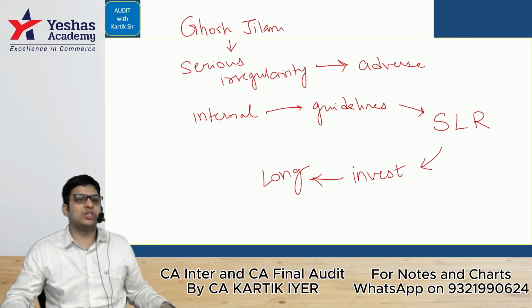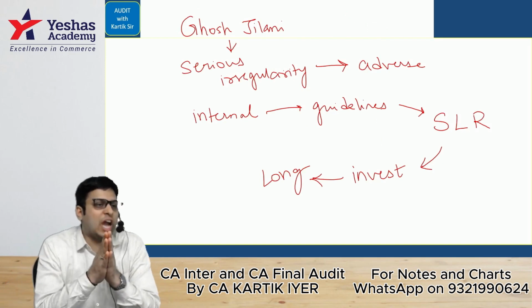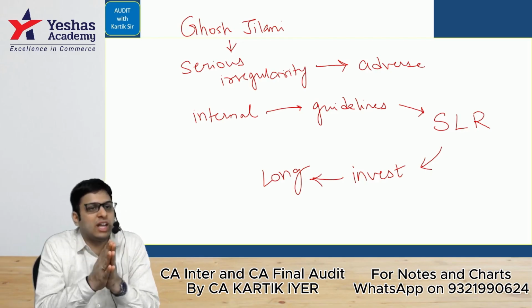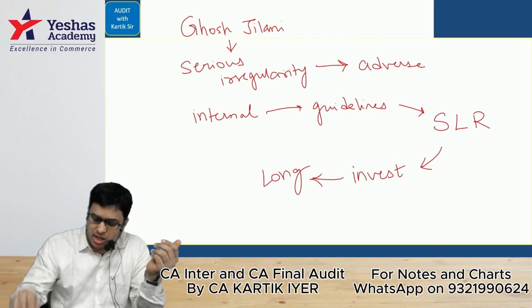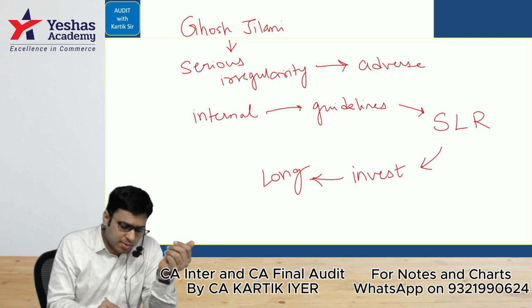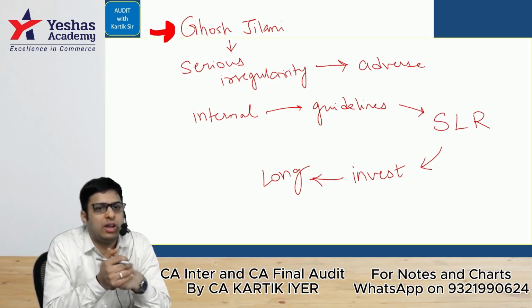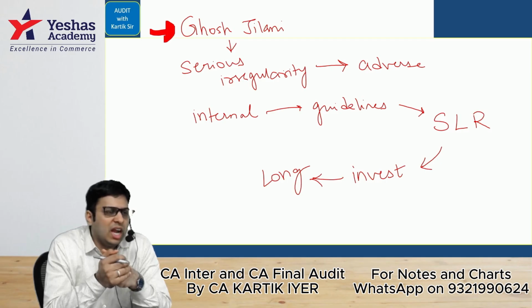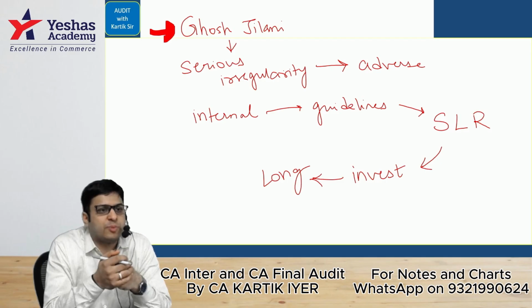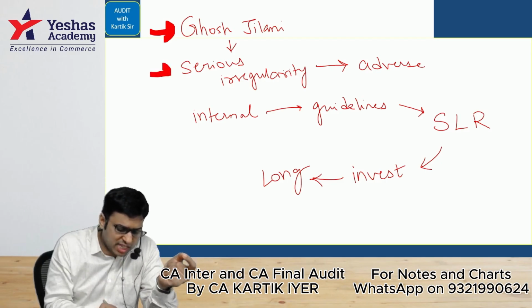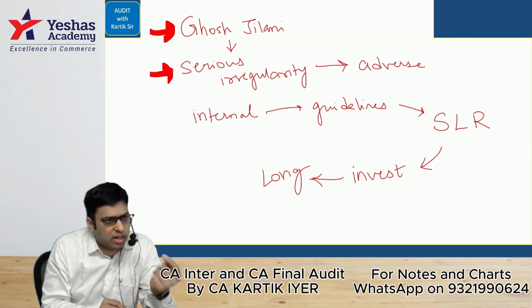This was basically in relation to the statutory central auditor: other than the main audit report, which other reports has he to make? So there were 8 other points. He has to report on the recommendations given by the Ghosh Committee and Jilani Committee. Ghosh Committee has given recommendations on frauds and malpractices. Jilani Committee has given recommendations on internal control and inspection or credit system of the bank. Whether there is any serious irregularity in the bank, that is what the auditor will report on.